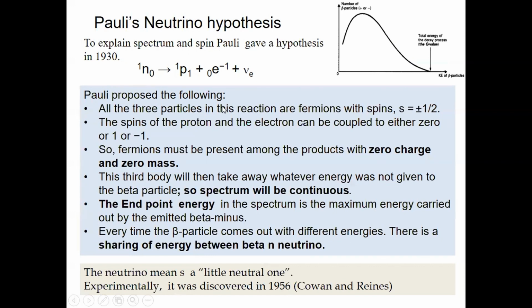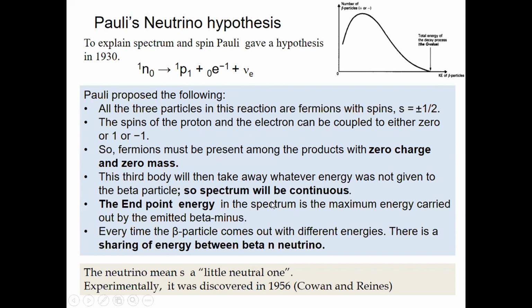He proposed that all three particles in this reaction are fermions. That is, they have spin half. The proton has a spin half, the electron has a spin half, and the neutrino has a spin half. Spin of the proton and the electron can be coupled to 0 or 1 or -1. So the fermions must be present among the products so that the zero charge and the zero mass is there, but the spin is conserved. The angular momentum is conserved.